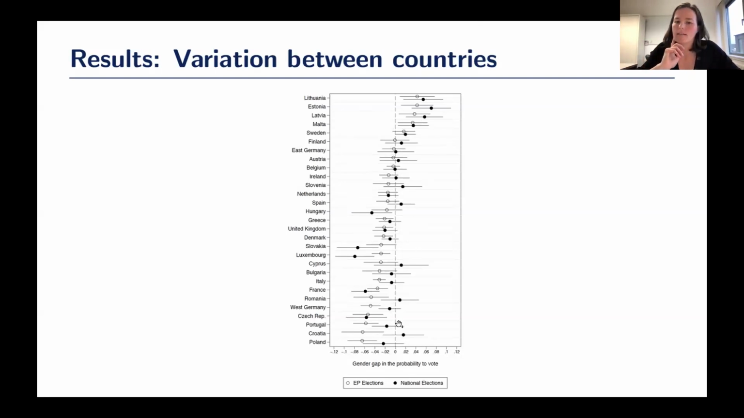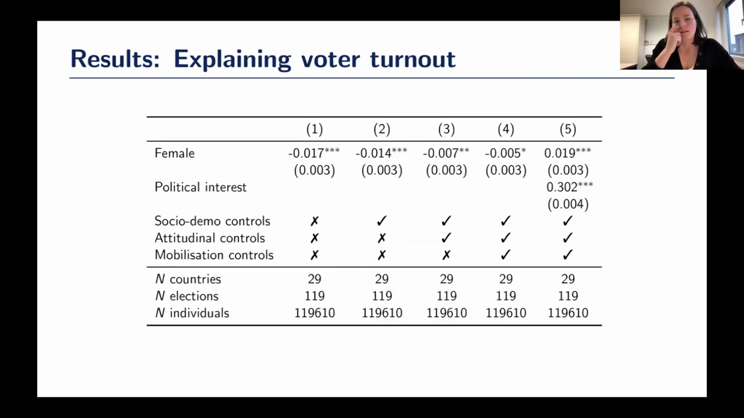What we also note is that if you look at the gender gap in national level elections, that coefficient tends to be smaller than it is for European Parliament elections, which is consistent with our expectation that the gender gap is going to be more visible, more present when we look at second order elections. So we find that there is a gender gap that is quite persistent over time.